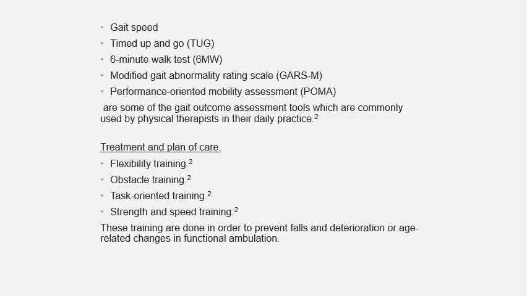So, gait speed, timed up and go, 6-minute walk test, the modified gait abnormality rating scale, that is GARS-M, and the performance oriented mobility assessment are some of the gait outcome assessment tools commonly used by physical therapists in their daily practice. So, treatment and plan of care. Basically flexibility training, obstacle training, task-oriented training, and strength and speed training. These are the trainings that are done in order to prevent falls and deterioration or age-related changes in function and duration.